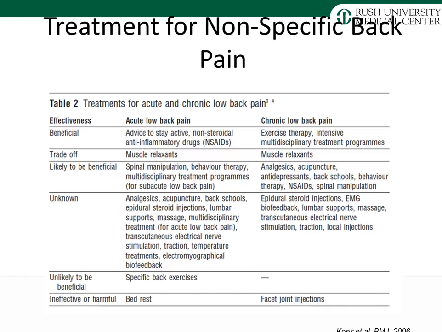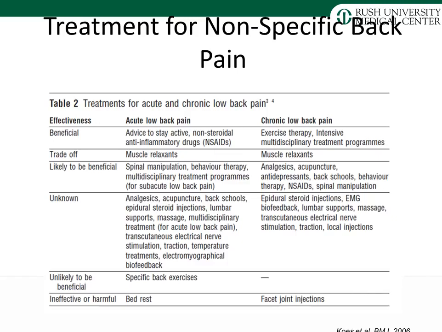For chronic low back pain, what proves to be very beneficial are exercise therapies or physical therapy, and again, these intensive multidisciplinary programs. Muscle relaxants have the same sort of problem, in that they may not be effective for all patients. What may be beneficial, again, are analgesics, acupuncture, and actually antidepressants, because there is a component of psychosocial worsening in patients who have chronic low back pain. Spinal manipulation or chiropractic, again, can be useful here. Several other therapies with mixed data are listed as well.